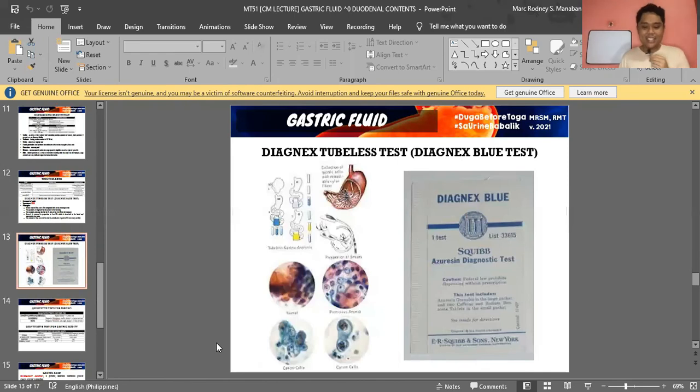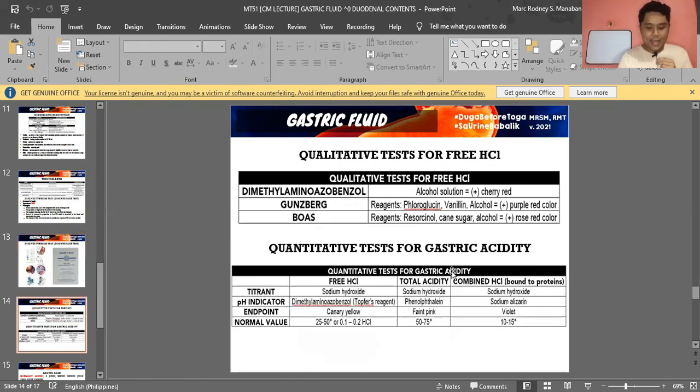Next, this is the Diagnex, as you can see. This is like blue granules. You dissolve it in water and then you have it drunk. Okay? And then you have here qualitative tests for free HCl using your gastric fluid.